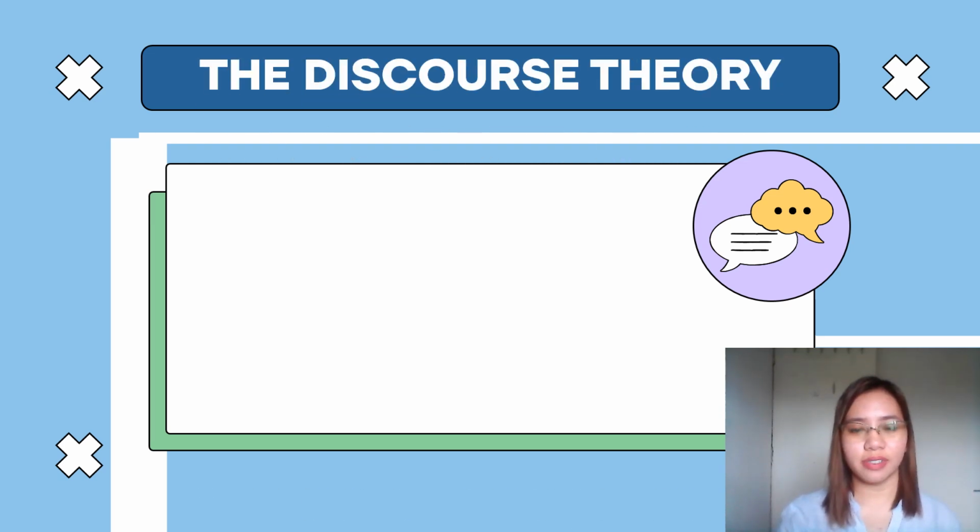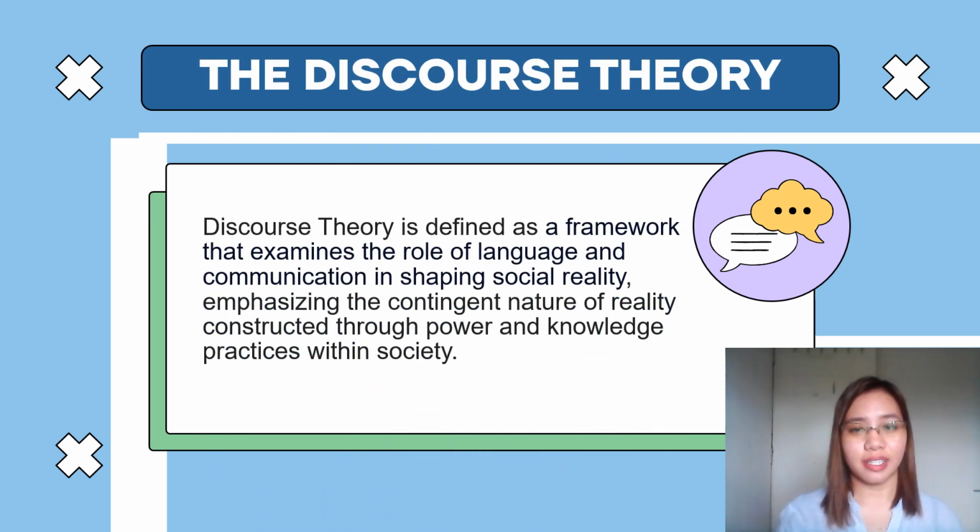Now we have the discourse theory. So it is defined as a framework that examines the role of language and communication in shaping social reality, emphasizing the contingent nature of reality constructed through power and knowledge practices within society. So it explores the ways in which discourse influences our understanding of the world and how it constructs meaning within various contexts. And also it emphasized the relationship between language.